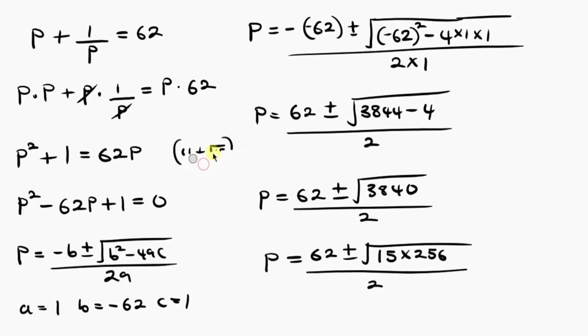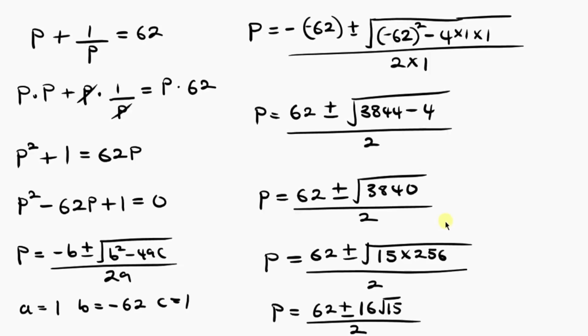Let me remove this so that it doesn't cause confusion. So now p is going to be equal to 62 plus or minus. Now 15 is not a perfect square, which means I cannot have a perfect square root of 15. But 256 is a perfect square. So the square root of 256 gives me what? 16. So let's put the 16 outside, but this one remains in a square root. Are you seeing that? So divide by 2. Very good. We are really doing well in this case. So let's continue.